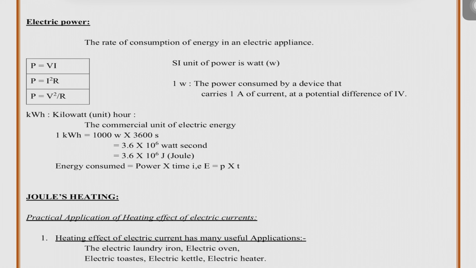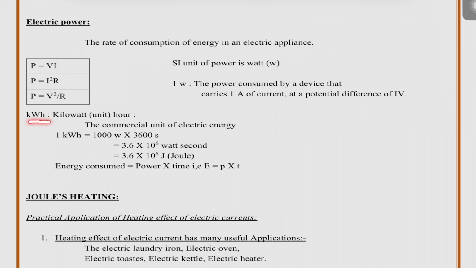It is P is equal to V into I. When do we say that P is 1? When V is 1 and current is also 1. That exactly is the definition. There is one more relation for electric power, that is P is equal to I square R and P is equal to V square by R.